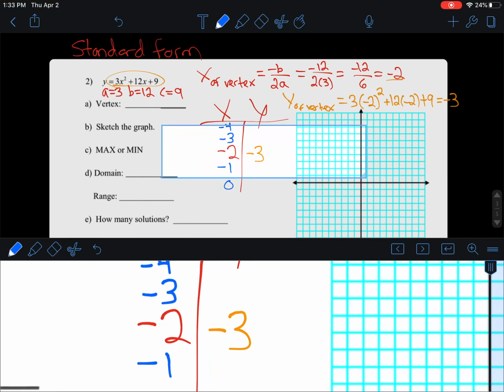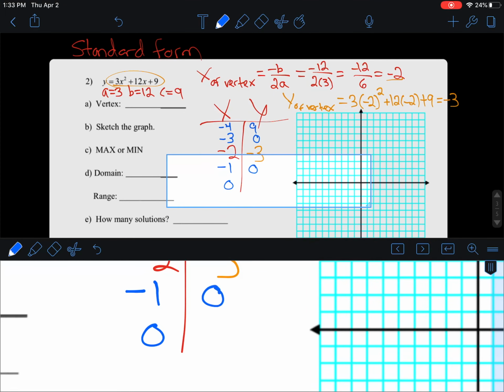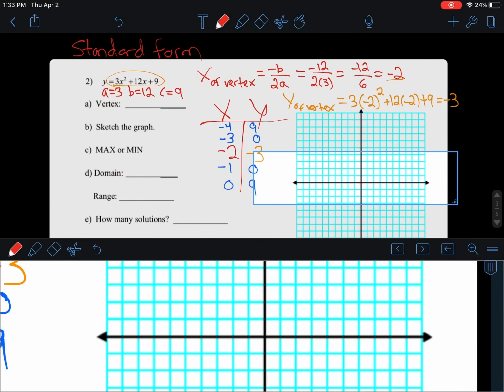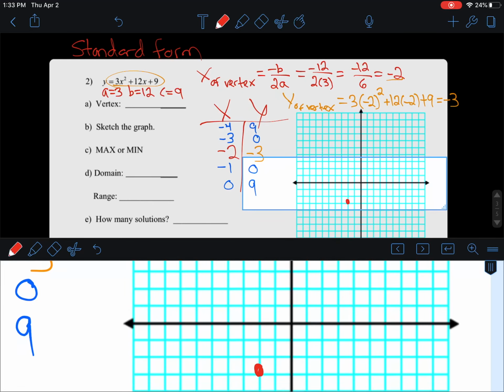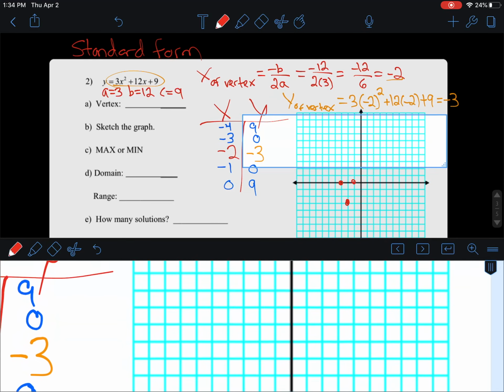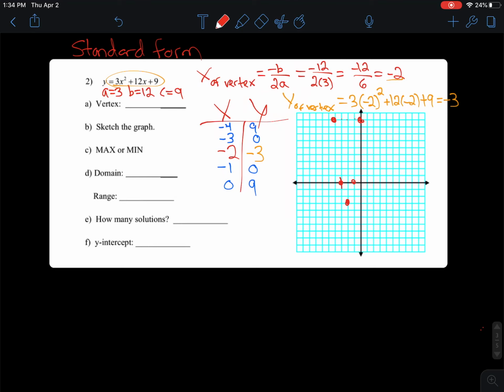So now I'm going to come here. This was negative 3, 0. This was 9. This is 0, and this was 9. I'm going to go ahead and plot my points. I'm going to do it in red. So negative 2, negative 3. It's right there. And then negative 3, 0. Negative 1, 0. And then 0, 9, which would be up here. And then negative 4, 1, 2, 3. Negative 4, 9 would be right there. And then you have your parabola.